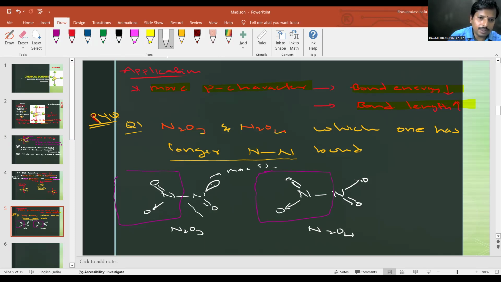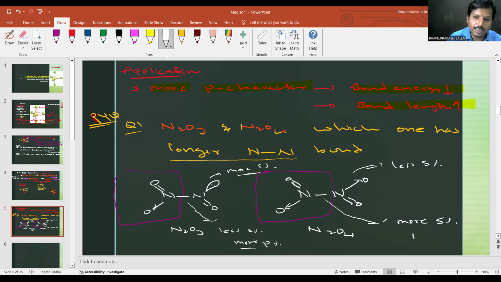So in the N2O3 structure, the N-N single bond has less s percentage, which means more p character, because the lone pair takes more s percentage. In the other structure, this nitrogen-nitrogen bond has more s percentage and less p percentage, so it is a strong bond also.